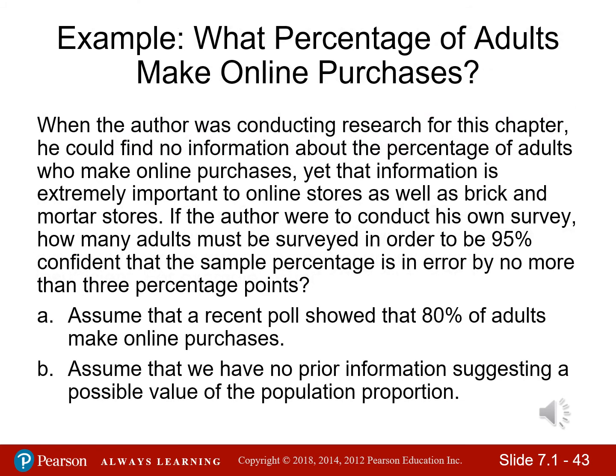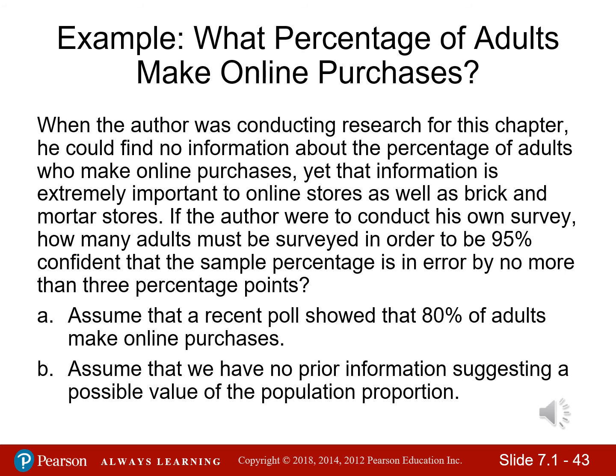When the author of this textbook was conducting research for this chapter, he could find no information about the percentage of adults who make online purchases. Yet that information is extremely important to online stores as well as to brick-and-mortar stores. If the author were to conduct his own survey, how many adults must be surveyed in order to be 95% confident that the sample percentage is in error by no more than 3 percentage points?